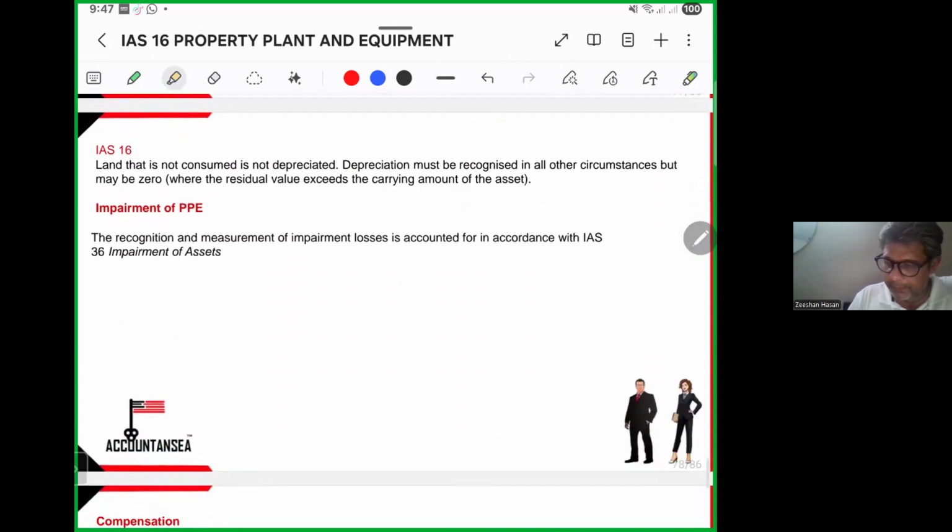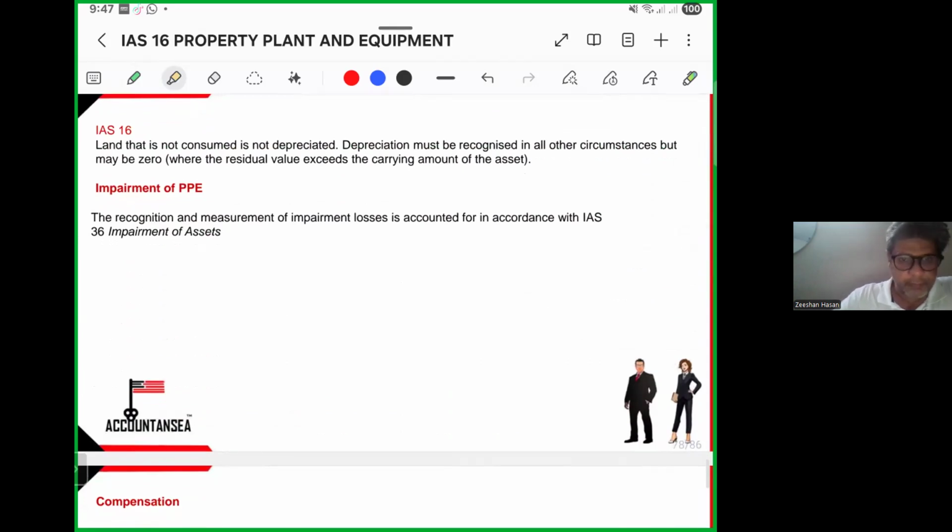Okay. So remember, IAS 16: land that is not consumed is not depreciated. Depreciation must be recognized in all other circumstances, but may be zero where the residual value exceeds the carrying amount of the asset. As far as the impairment of property, plant and equipment is concerned, the recognition and measurement of impairment losses is accounted for in accordance with IAS 36, and we will study it later on. Okay, we will do it.